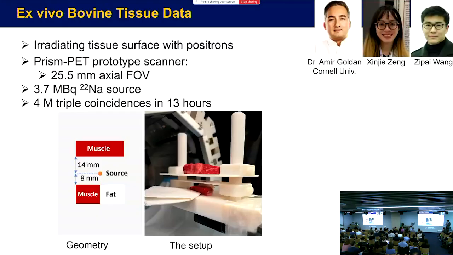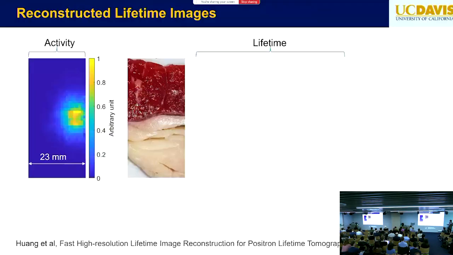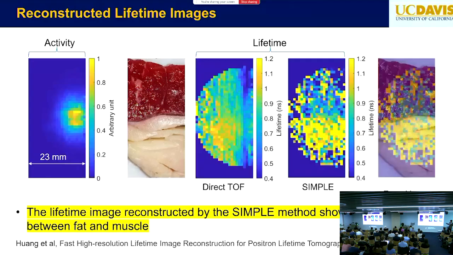Basically, we bought a ribeye steak from the meat market and put it inside the PET scanner, and then we irradiated that tissue with a sodium-22 source suspended on top, so that we can have positron annihilation on the surface of this meat sample. That's the activity image. You can see the non-uniform distribution just because of the solid angle effect. On the right side is the lifetime image. You can clearly see the separation between the fat and the muscle, because fat has a larger void space between the molecules, so it has a longer lifetime.